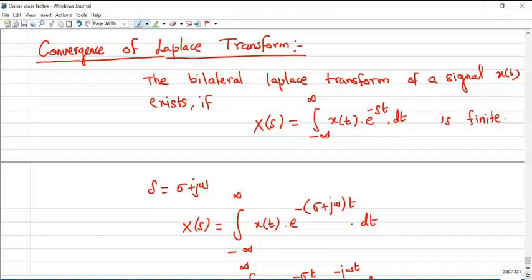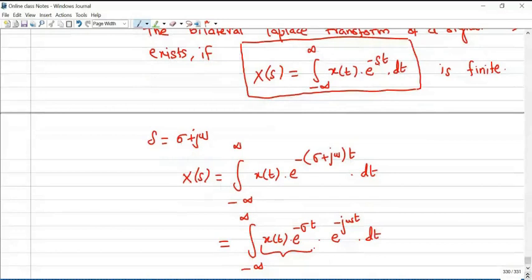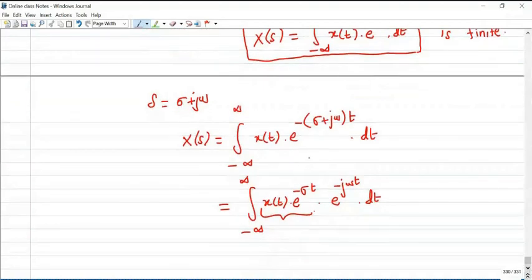Next, convergence of Laplace transform. So what do we mean by convergence of Laplace transform? Let's discuss. The bilateral Laplace transform of a signal x of t exists if this equation, X of s equals integration from minus infinity to infinity of x of t e power minus s t dt, is a finite value. This formula we derived from the Fourier transform, where s is sigma plus j omega. If you replace s by sigma plus j omega, you will get this expression, and expand this particular equation.